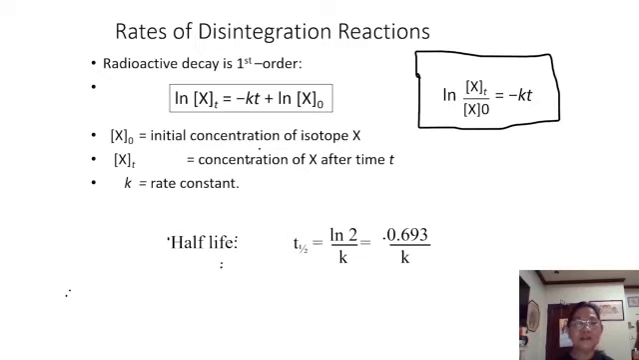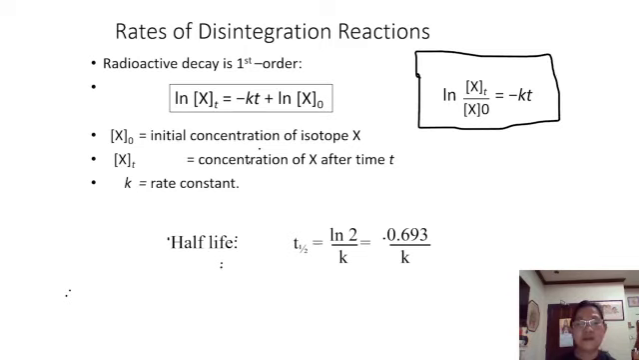X0 is the initial concentration of isotope X. X may be in mole or it may be mass, so it has something to do with the quantity of the radioactive isotope in moles or in mass. Xt is the concentration of isotope X after a certain period of time. k is the rate constant and t is the time it takes for the radioactive particle to disintegrate.